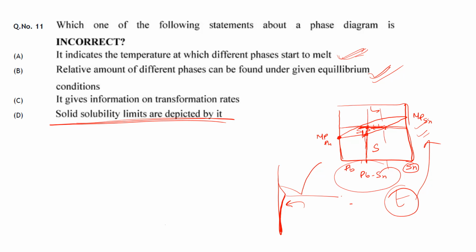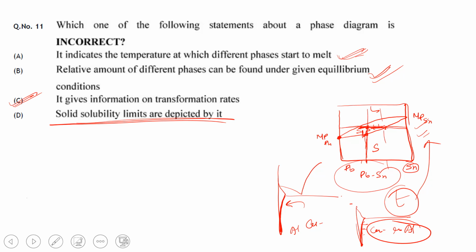Similarly, you can find it in the aluminum copper phase diagram. So it is also similar, something like this. So this gives the maximum solid solubility of copper in aluminum, right? So it is also a correct statement. So option C will only be the incorrect statement.